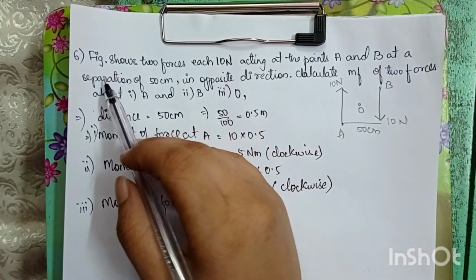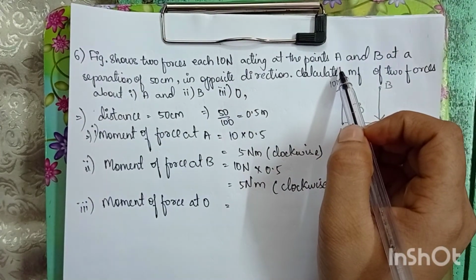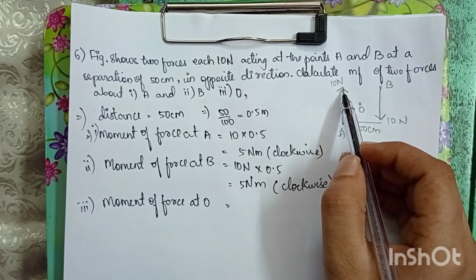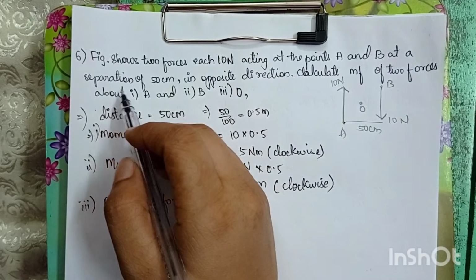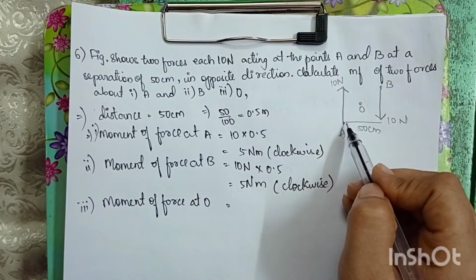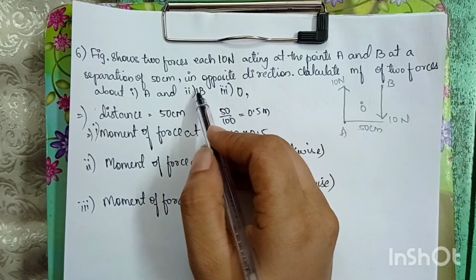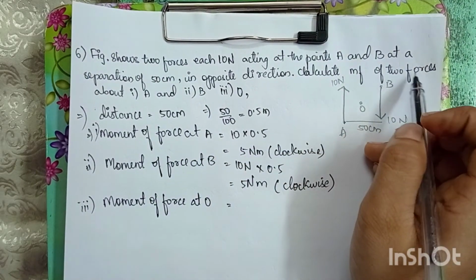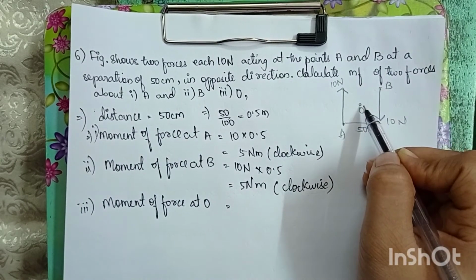So now our sixth question is: figure shows two forces, each 10 Newton, acting at the point A and B. So this is the first force and the second force is at B, which is 10 Newton also, and the separation is 50 centimeter. The forces are in opposite direction, because this is moving upwards and this is downwards. Calculate the moment of force of the two forces, first at point A and then point B and then point O.